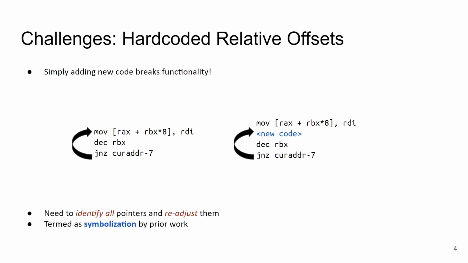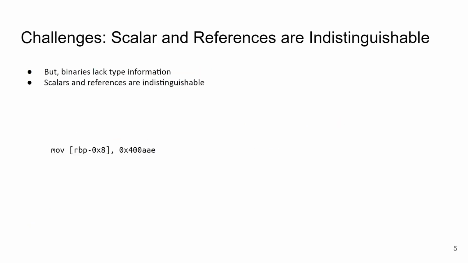One way to solve this problem is to identify all such pointers in the binary and readjust them to point to the correct location after the instrumentation. This is termed as symbolization by prior work and forms the crux of reassembly-based approaches. So what's the problem with identifying all pointers and rerouting them to the correct locations?